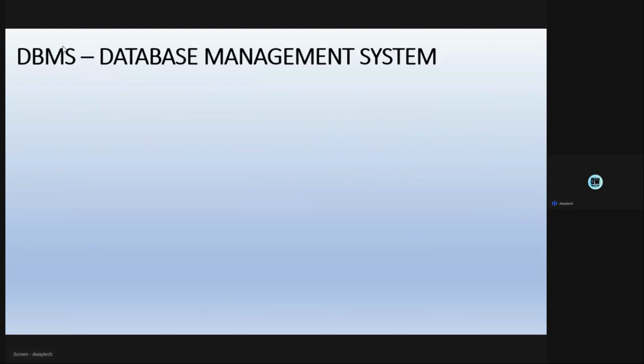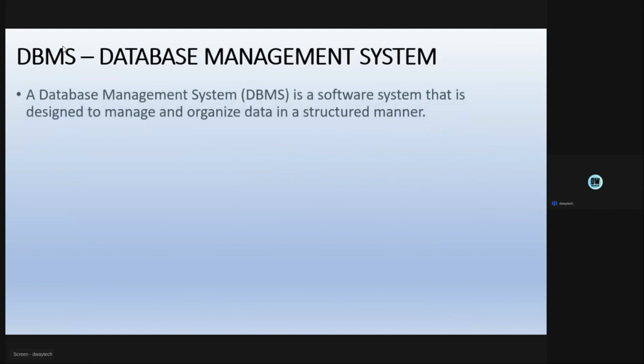Next point, DBMS, Database Management System. A database management system is a software system that is designed to manage and organize data in a structured manner. So we already learned in this part that there is a database. Database means it has related information which is organized and stored in a structured manner in a computer. Okay, what is DBMS though? DBMS is a software system. What is the purpose of it? To manage and organize data.